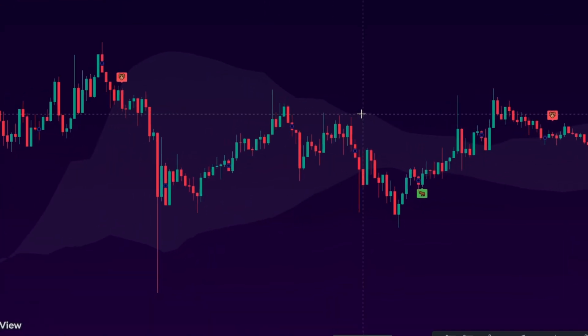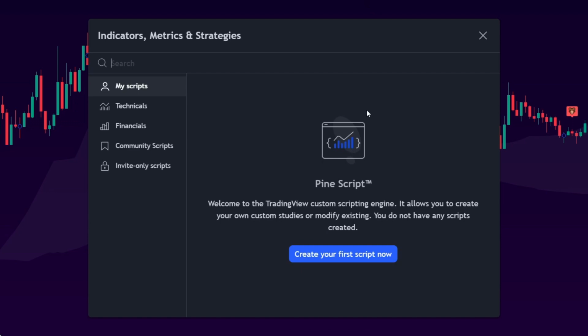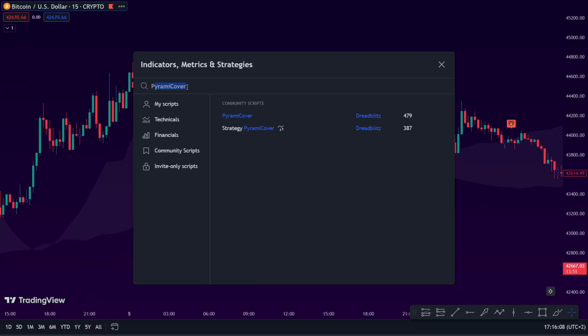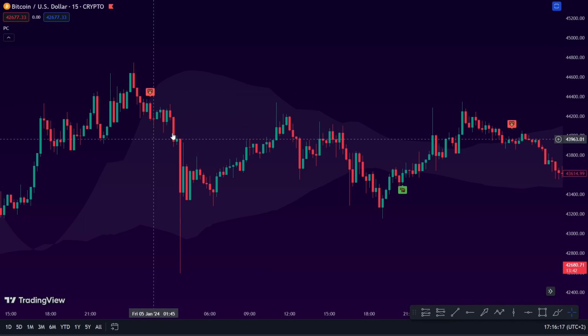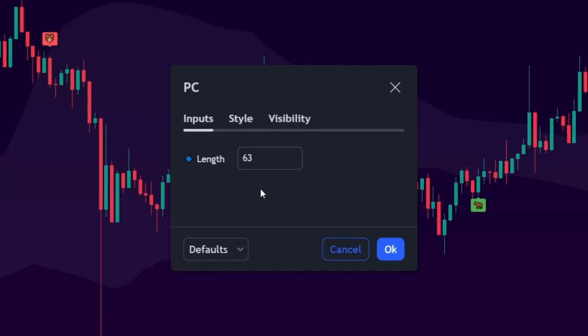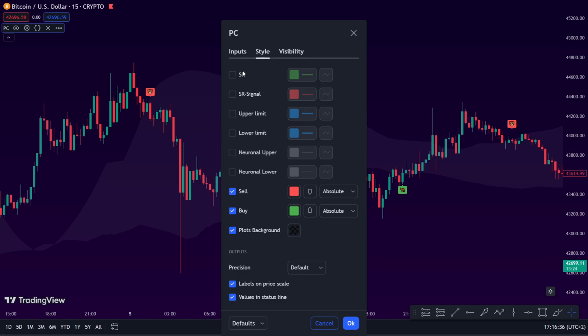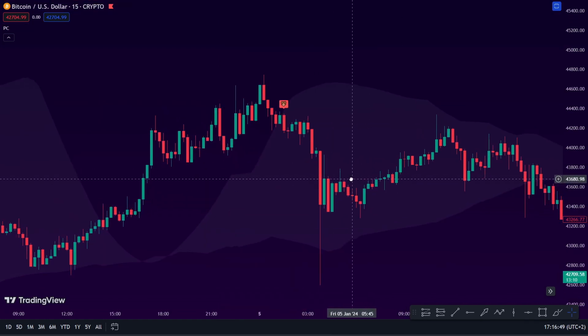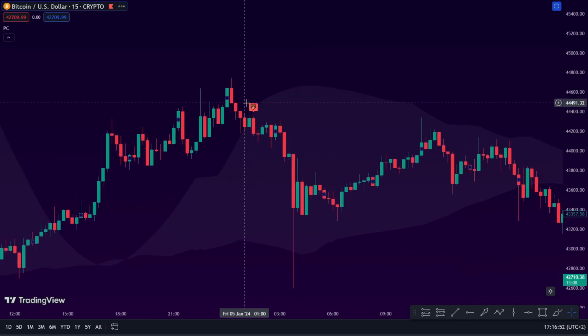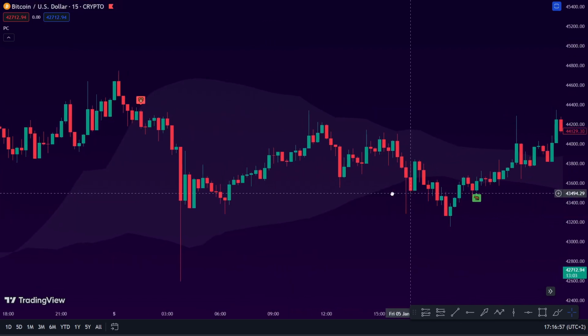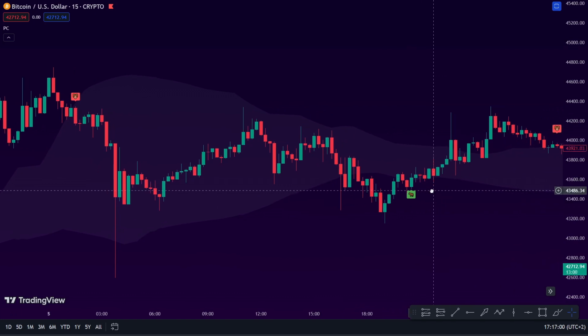Let's start. To integrate the first indicator, we go to the indicators tab and write pyramid cover this indicator. After adding this indicator, let's adjust the settings. The most important setting is length. We make it 63 and in the style section we untick these 6 ticks. That's it for the first indicator. The first indicator gives sell signals with this red bearish label and buy signals with this green bull signal.